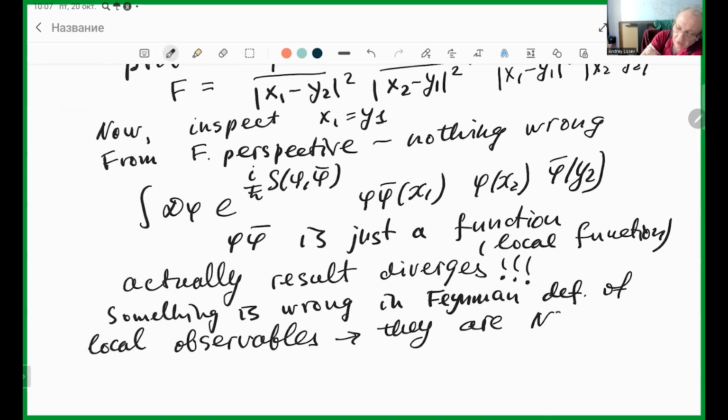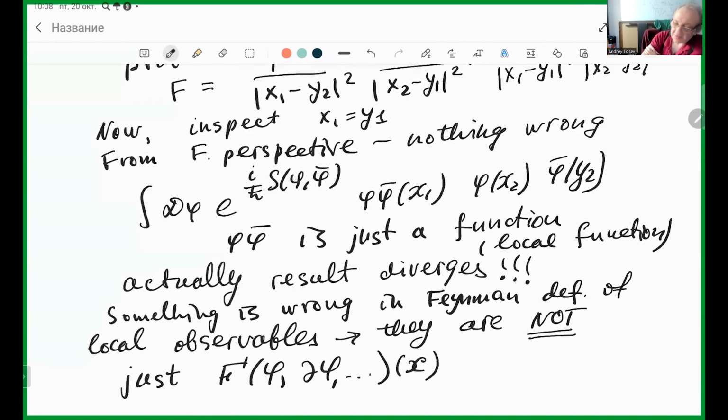They are not just functions of phi, d phi, etc., evaluated at point x. So there is one thing that I don't like. I don't like political correctness. If something is wrong, I just say it is wrong. Otherwise, we will not be able to do science.